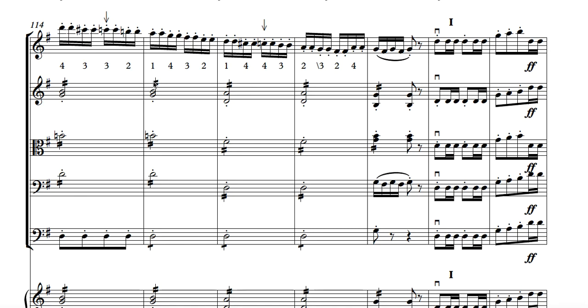One E and a two E and a one E and a two E and a one E and a two E and a one E and a two E and a one E and a two. One and a two and a one and two and a.